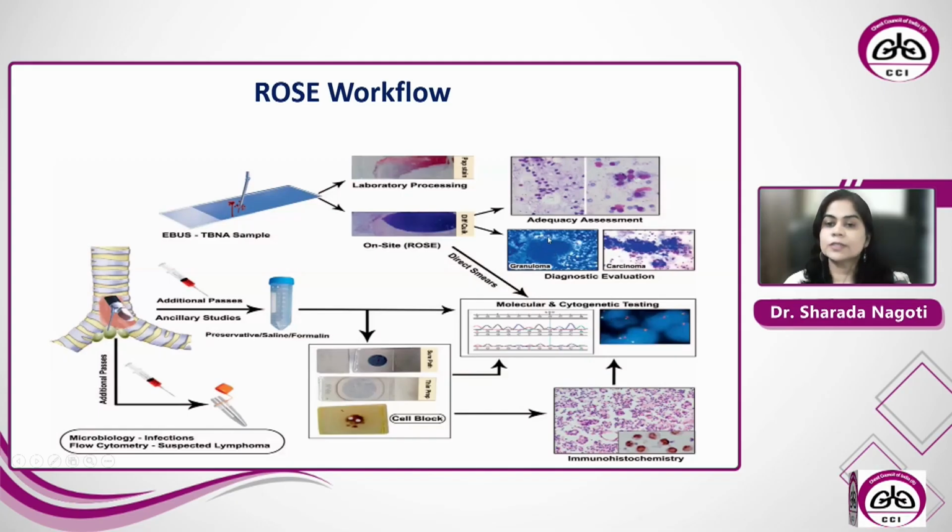If the preliminary diagnosis is a granuloma, then the additional material is taken in normal saline and sent for infectious workup. If there is suspicion of lymphoma, then the additional material is taken in an RPMI solution and it is sent for flow cytometric analysis.